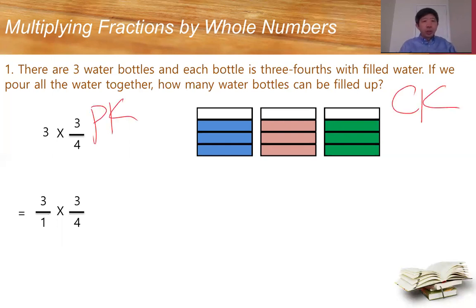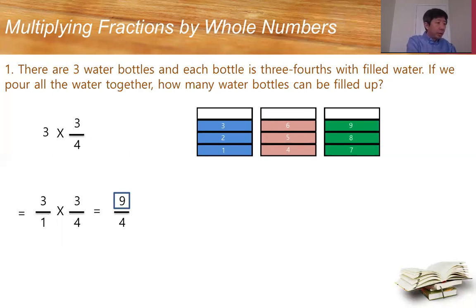Now, procedurally, you would take 3/1 times 3/4, right? And therefore, you got 3 times 3, which is equal to 9. Did you see the 9 there? Yes, there's 9, right? 9 out of 4.